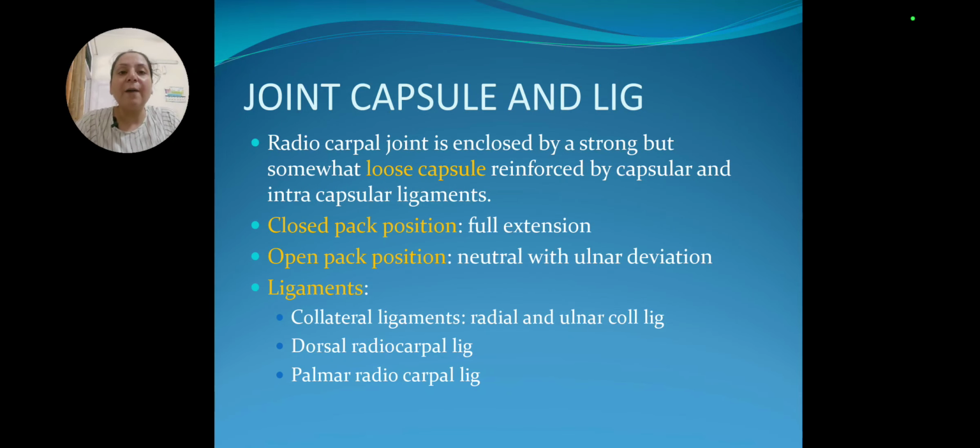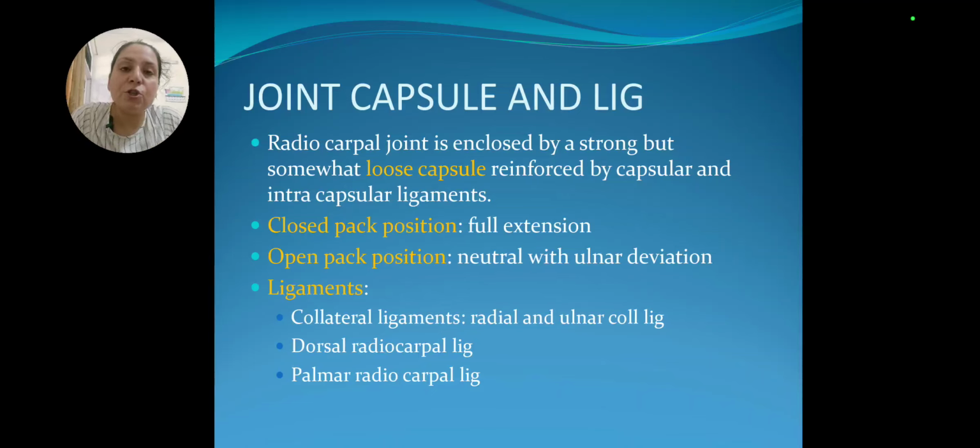Now what about the joint capsule and ligaments of the radiocarpal joint? It is a strong but loose capsule. Therefore it has to be reinforced by the capsular as well as intracapsular ligaments. Fine. The ligaments are the collateral ligaments, from both sides, radiocollateral and ulnocollateral ligaments, as well as the dorsal radiocarpal and palmar radiocarpal ligaments, one coming from the dorsal side, the other coming from the palmar side.